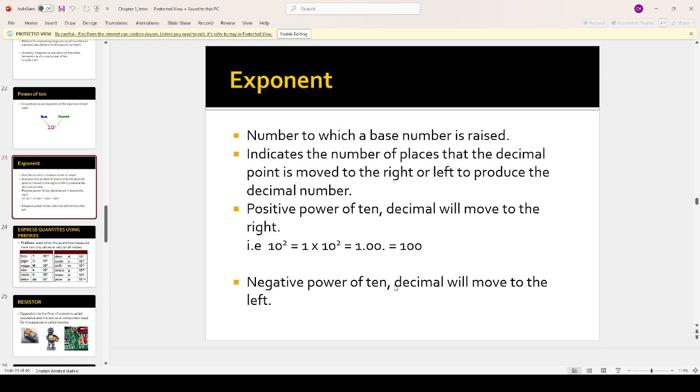For a negative power of 10, the decimal will move to the left instead. If this is 10 to the power of negative 2, from this decimal point it will go forward 2 times, 1, 2, and the decimal point will be left there, which equals 0.01.